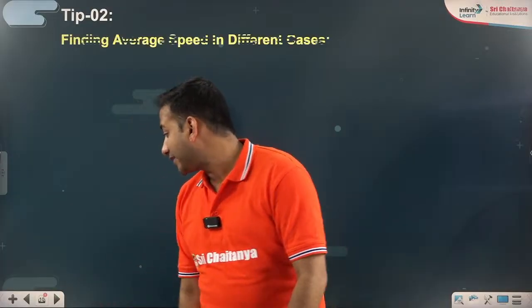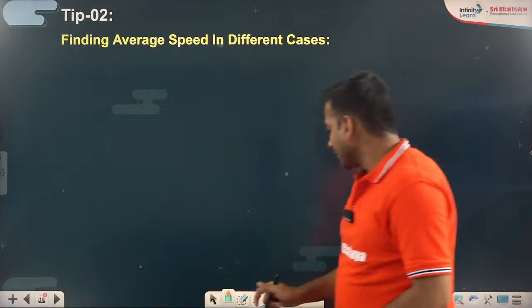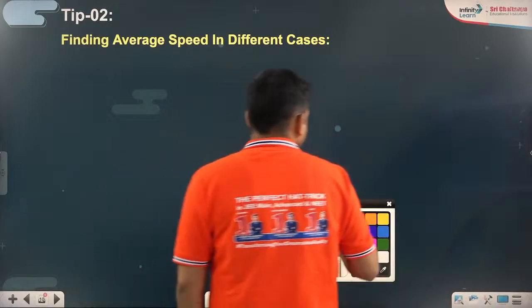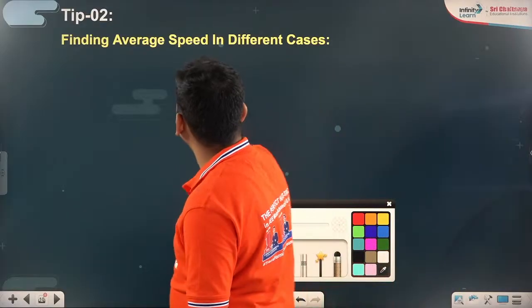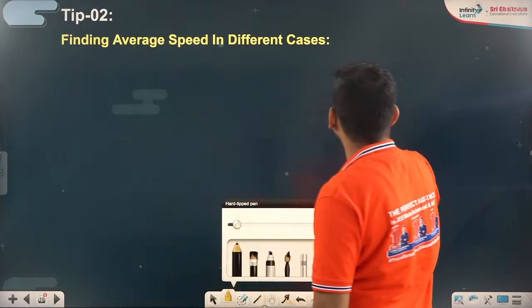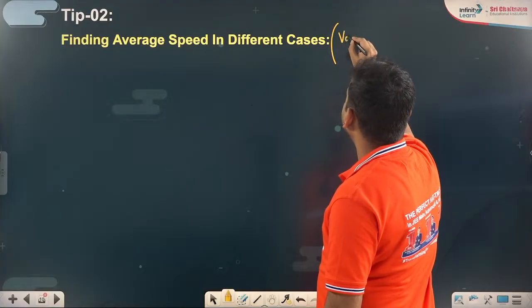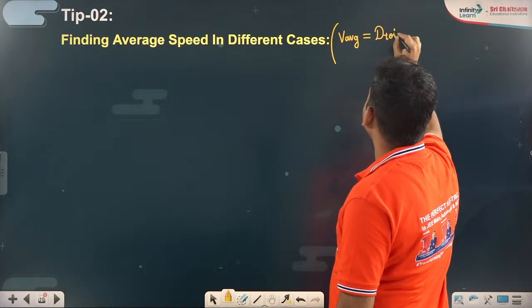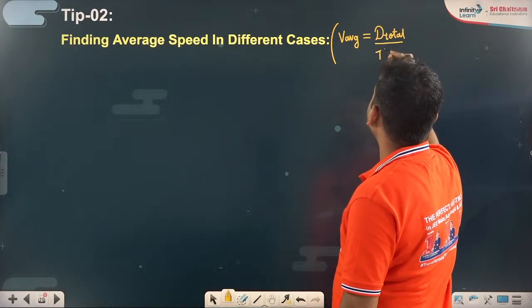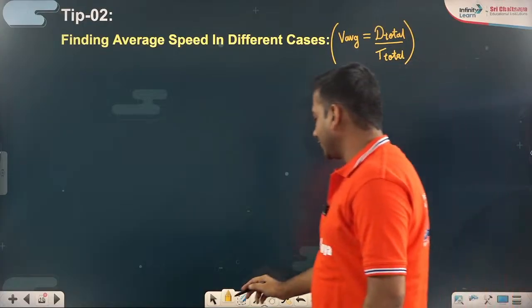Average speed. There are different cases of finding the average speed. So what is the definition of average speed? Before we go ahead, we need to understand the definition. Average speed is defined as total distance traveled by total time taken. D total by T total. Total distance traveled by total time taken.